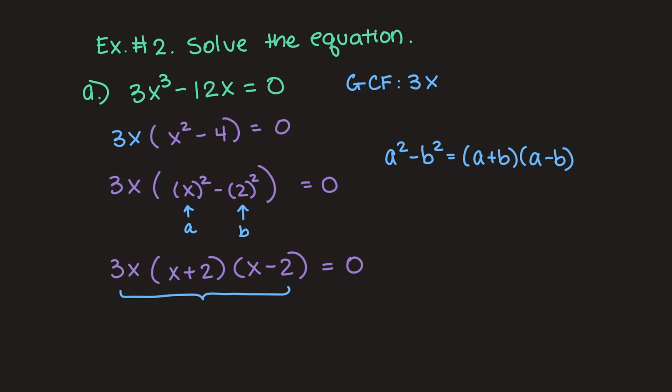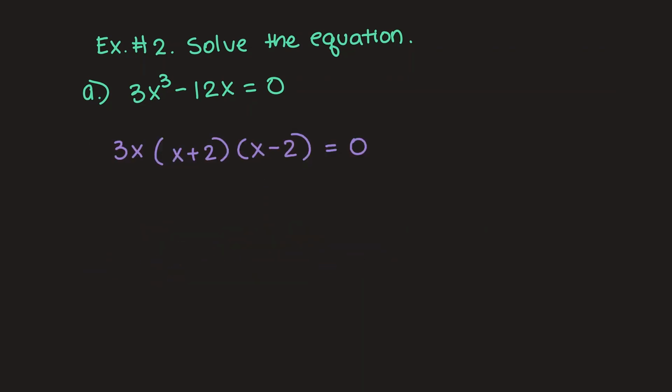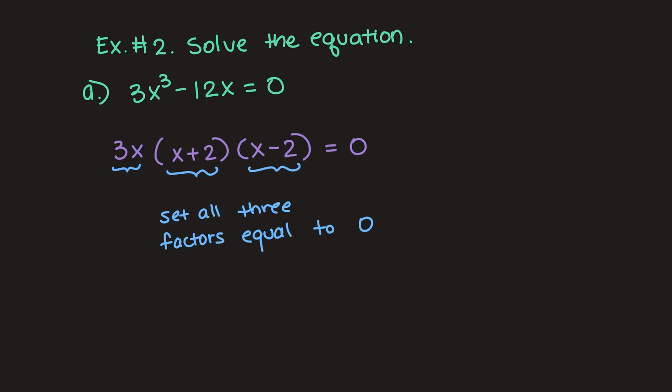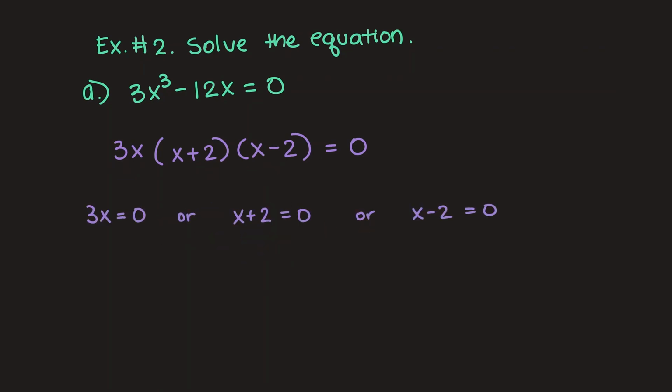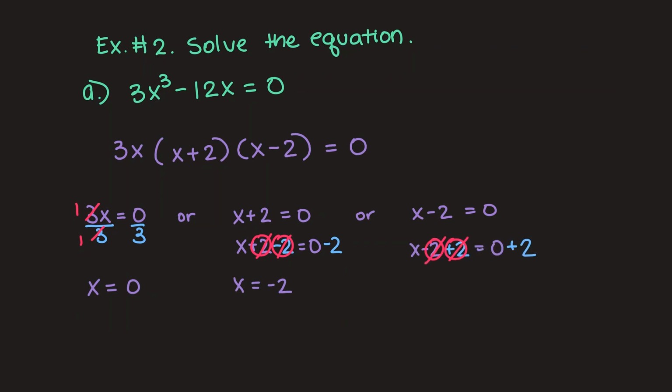Now we have the left side fully factored and can apply the zero factor property. We set all three factors equal to 0 and solve for x. Thus, the quadratic equation has three solutions for x: 0, -2, and 2.